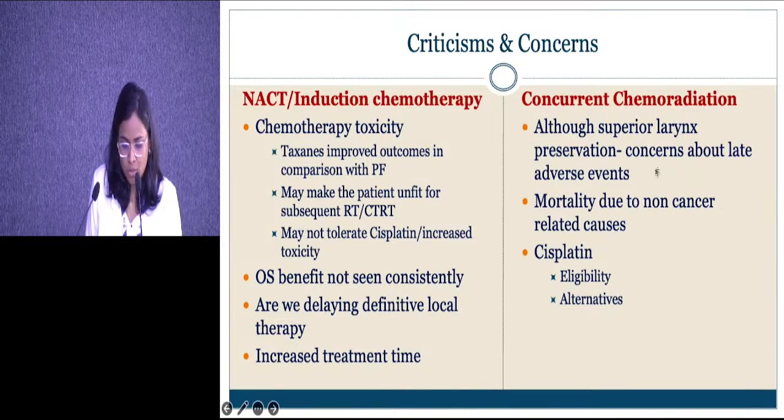And although chemoradiation of course has a superior larynx preservation rate, there were concerns raised about late adverse events, including dysphagia, dependence on a tube for feeding, and other non-cancer mortality related causes.